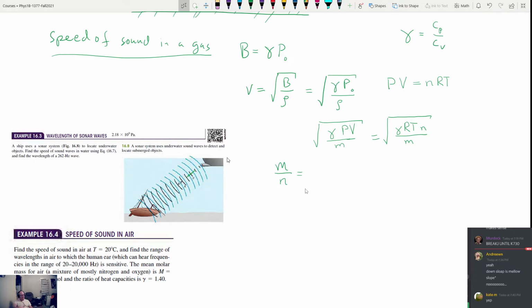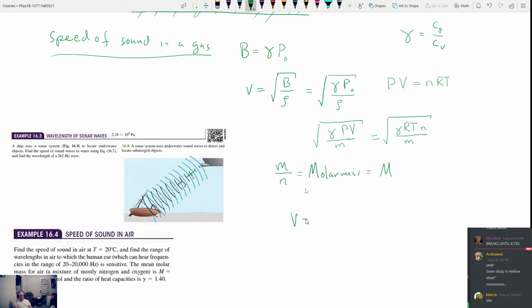I take 1 kilogram, I divide by 2 moles, I get 0.5 kilograms per mole. What is that? Anyone remember? You take the mass, divide by number of moles. It's going to be molar mass. Yep, this is molar mass, which is M.